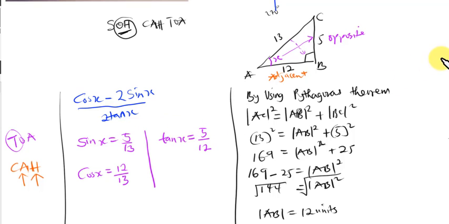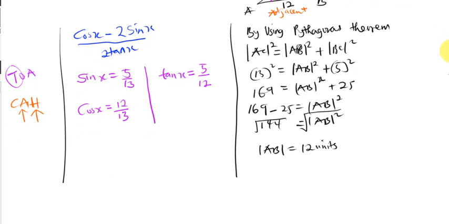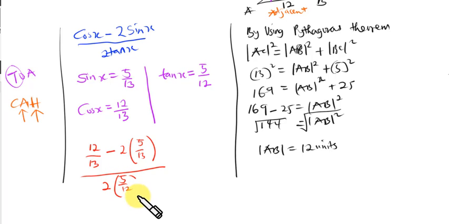So we know the 3 here, so we can just substitute these things. First, we have cos x, which is 12 out of 13, minus 2 times sine x. Sine x is 5 out of 13. All divided by 2 times tan x. Tan x is 5 out of 12.